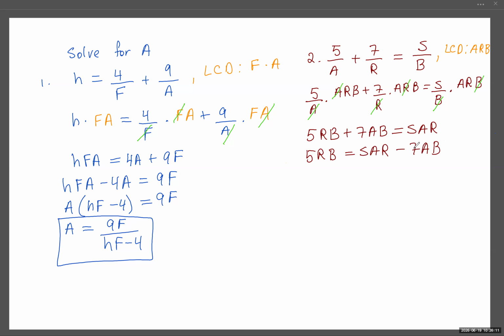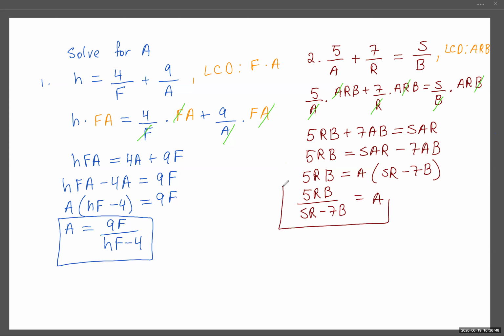Now we have to factor A on the right-hand side. 5RB equals A times SR minus 7B. And then we have to divide by the expression that's attached to the A. So 5RB divided by SR minus 7B equals A. And that is as far as you can take it. Do not reduce the B on top and the B on the bottom.